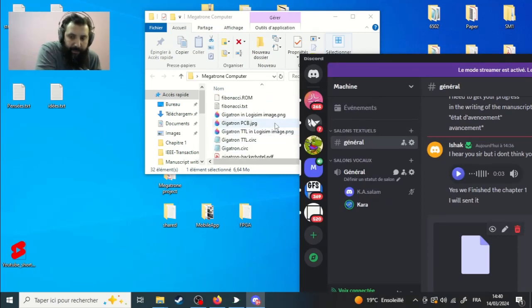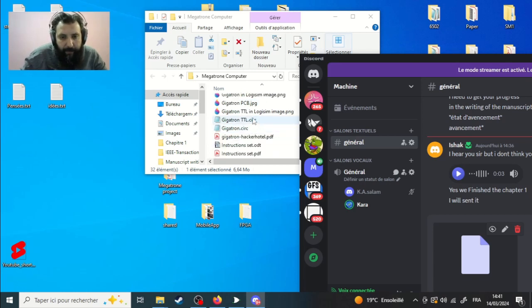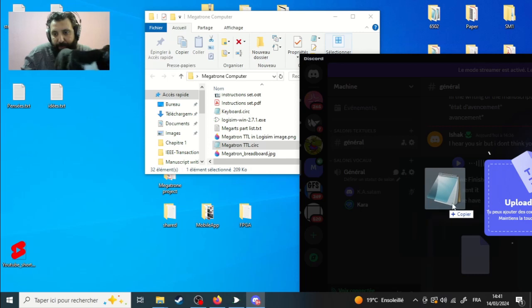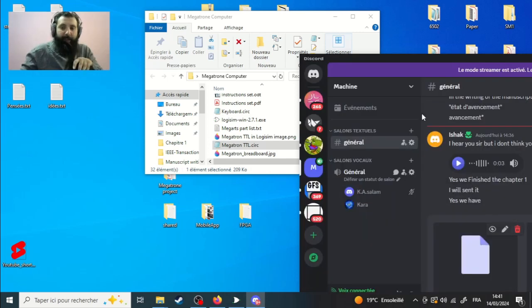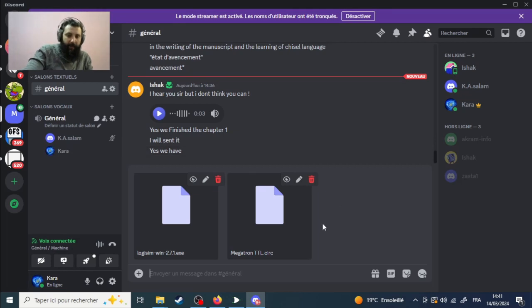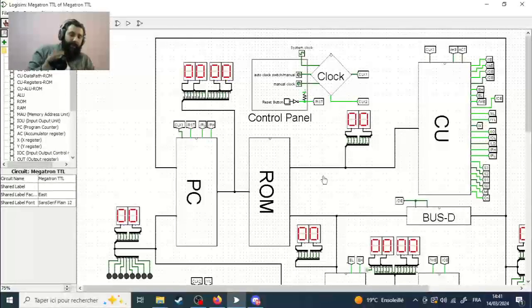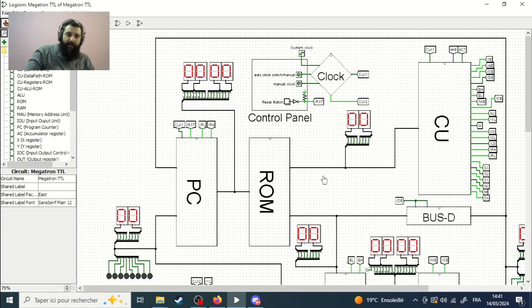I don't know if you read the definition of Megatron. We have three main circuits. The first two are about Gigatron, but our work concerns Megatron. Megatron is different from Gigatron. You have the circuit and the simulator, and you can open it and see what Megatron really is.